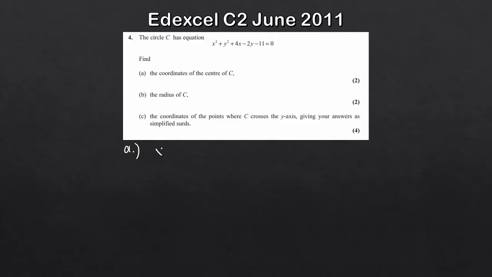So in that case it's going to be x squared plus 4x plus y squared minus 2y.